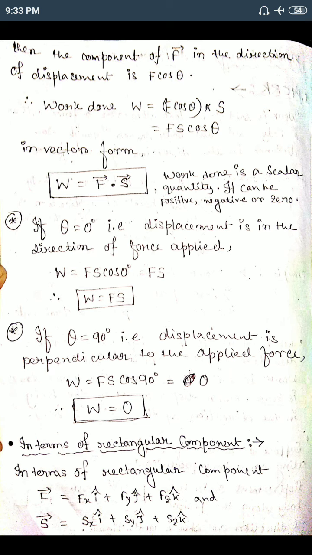Now, because we already studied the vector form in the chapter on rectangular components, this work done can also be represented in terms of rectangular components, because work done equals F dot S. F is a force vector, S is a displacement vector. Each and every vector has rectangular components, so work done can also be represented by its rectangular components. How can we represent it? F is a vector. If we consider the three axes x, y, and z, and the unit vectors along x, y, and z are i hat, j hat, and k hat, then the F vector can be written as Fx i hat plus Fy j hat plus Fz k hat. Similarly, S equals Sx i hat plus Sy j hat plus Sz k hat. We can write the rectangular components of the force vector as well as the displacement vector.